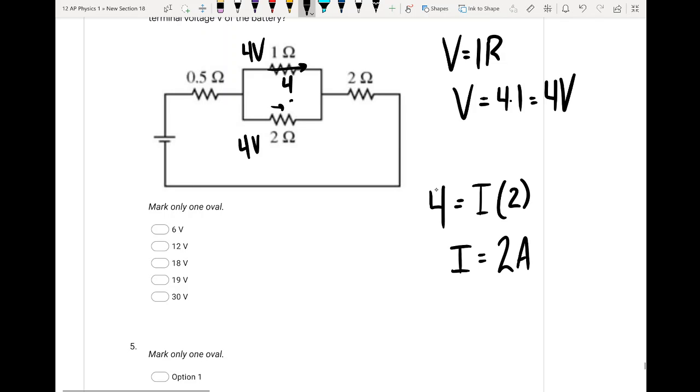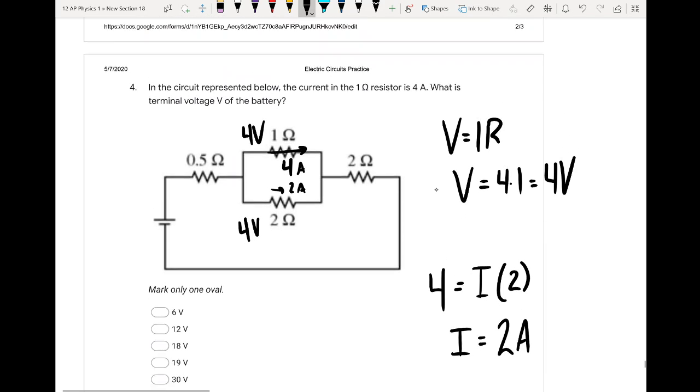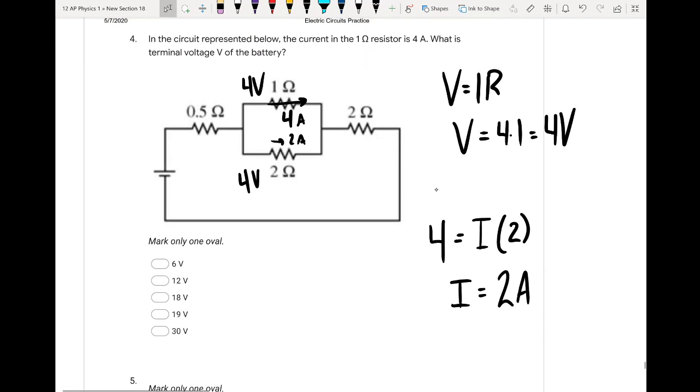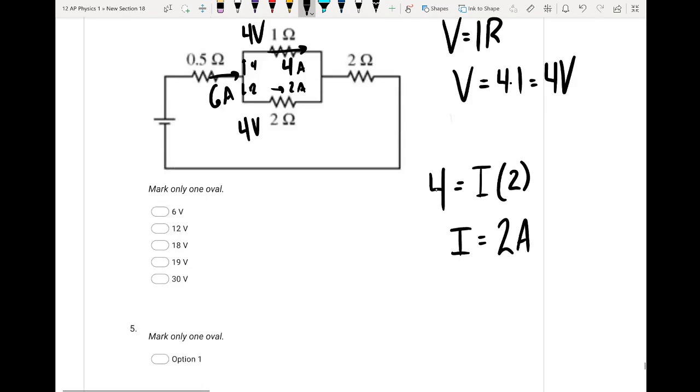So we have a current of 2 amps right there, current of 4 amps right here. And then we know the loop rule, we know the junction rule. We know that if we have 6 amps in this, this 4 and this 2 had to have branched off from 6 amps right there. We would have had to have 6 amps going into this junction because we have 6 amps coming out of it. So now we know the current through that resistor right there.